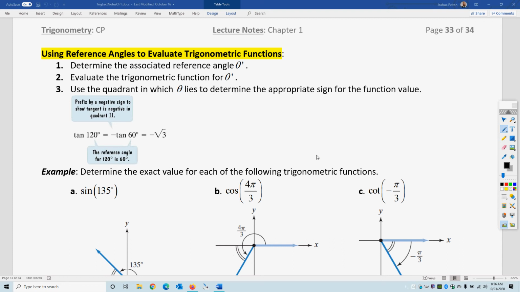This is Professor Pelton. This is Trigonometry, Chapter 1, Section 5. This is Part 3 of the video.